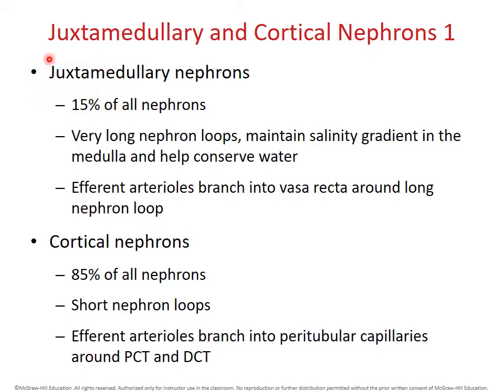Juxta means near or next to, medullary, of course, meaning medulla. So these, again, are less common, only 15% or so of the nephrons, and just by virtue of their name, of course, they are farther away from the periphery of the kidney and deeper in the cortex, sitting primarily very near to the cortex-medulla boundary. Juxtamedullary nephrons have extremely long loops of Henle, and as we'll see, these long loops of Henle are important in creating a concentration gradient of salt in the medulla.